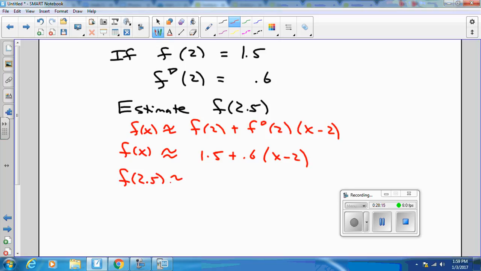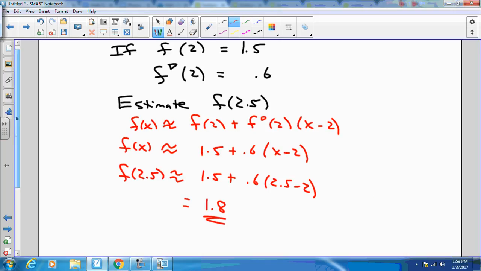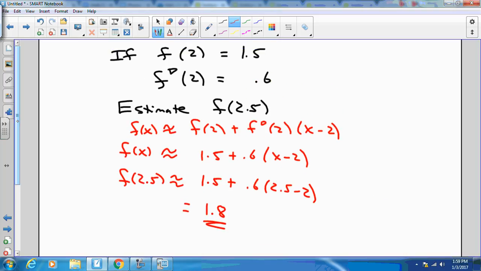So now having done this, we would say that f of 2.5 is approximately equal to 5 plus 6 times 2.5 minus 2, which simplifies to 8. Is that what you all got? Okay, good. So let's ask this question. What information would I need to know in order to know whether this is an overestimate or an underestimate?